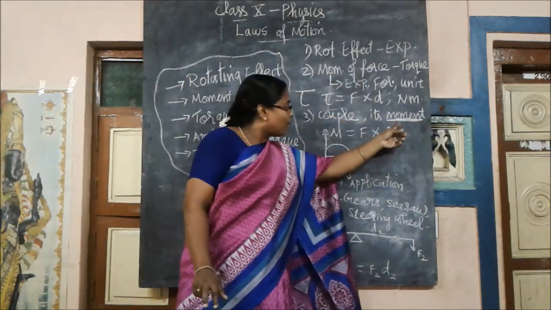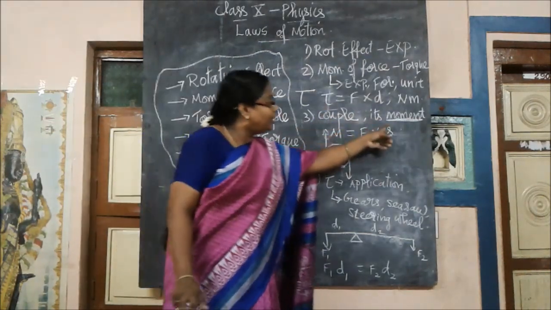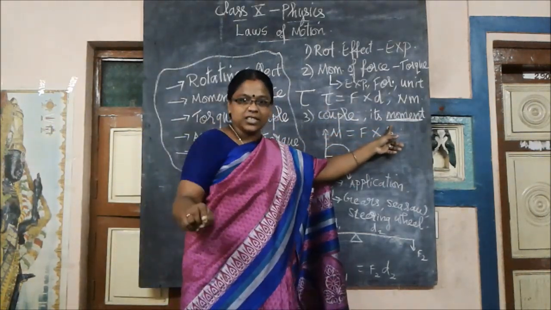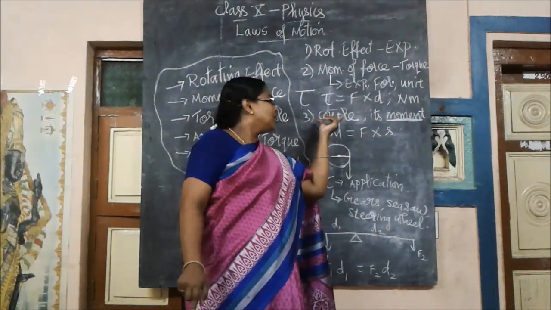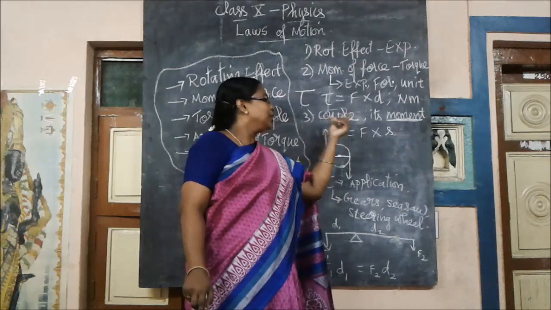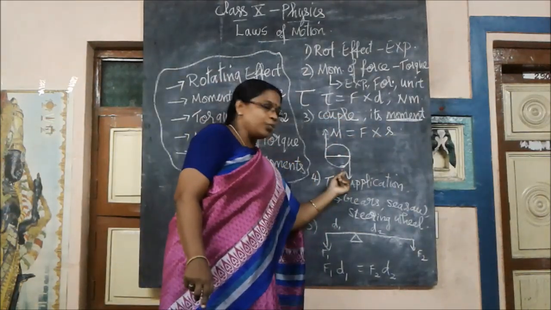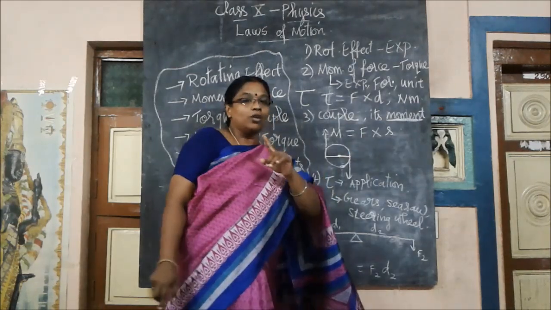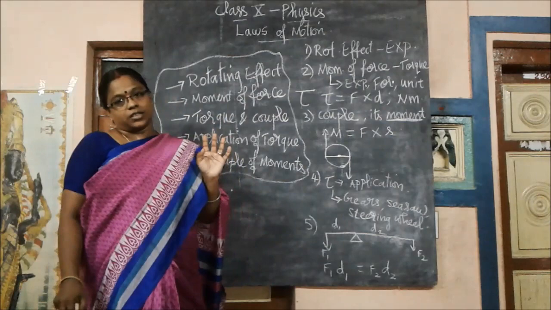Here, what do I say? Moment of couple, right? Moment means multiplied by distance. Of couple means what should be multiplied by distance? That couple force is multiplied by distance. Here there are two forces, so we can take any one of the forces into the particular perpendicular distance.